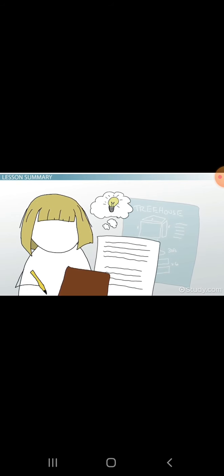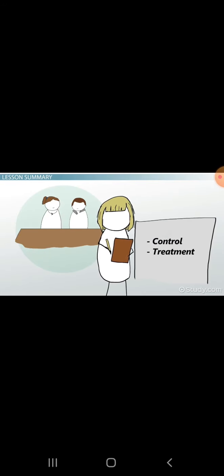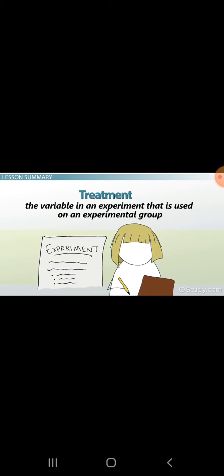When conducting an experiment, one of the most important elements of collecting information is the design of the experiment itself. To do this, you must first understand the concepts of control and treatment. The control is the group that remains untreated throughout the duration of the experiment. This was the group that had 2 cups of clear flavored drink in Connor and Emily's experiment. We next discuss the treatment, which is the variable in an experiment that is used on an experimental group. This was the group that received 1 cup of clear liquid and 1 cup of colored liquid.